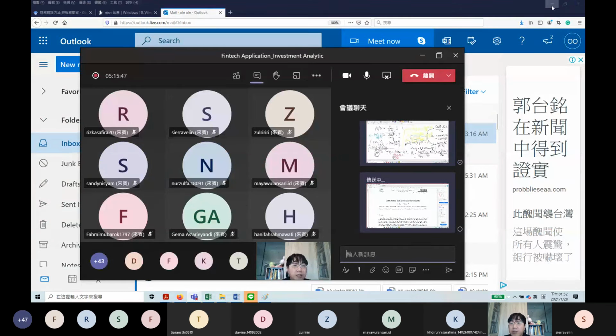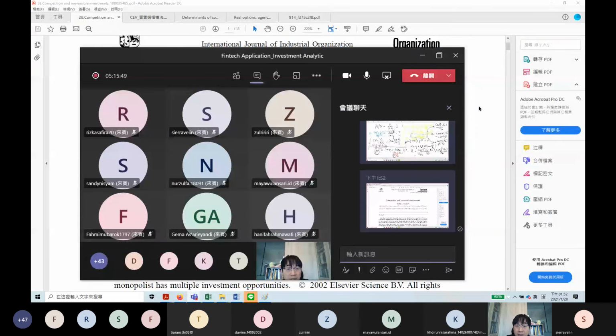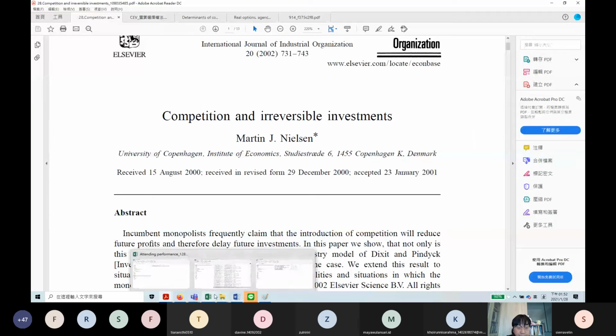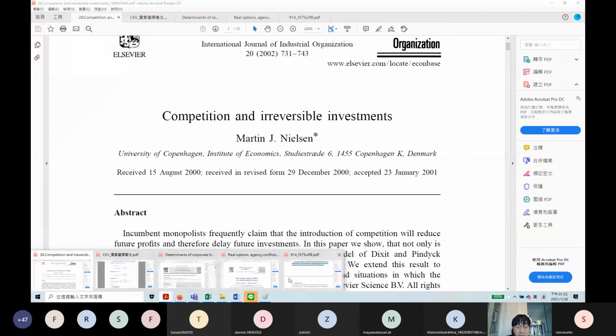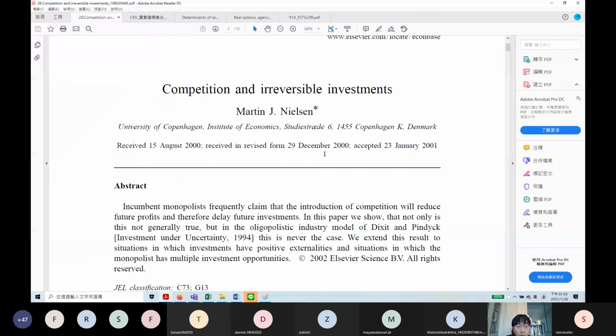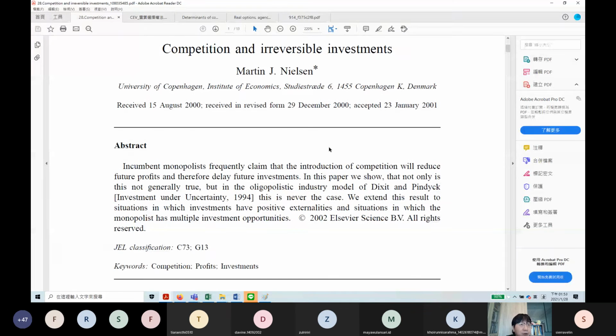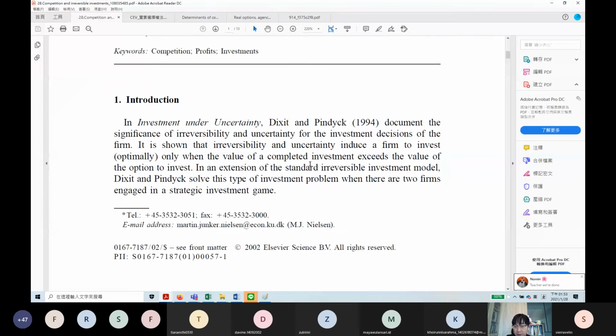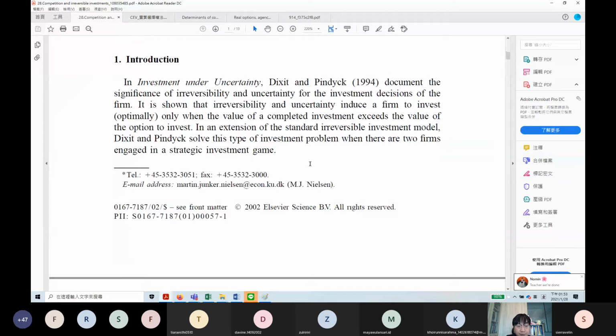Okay, two players in the dart tree, and one player is the leader, another one is the follower.